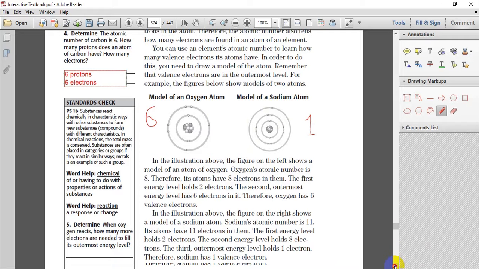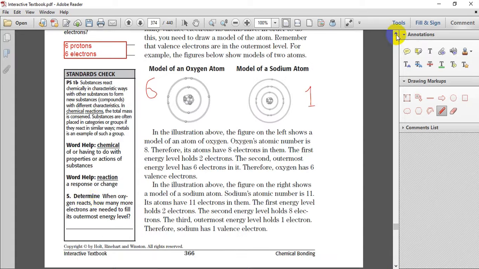Okay, so let's move to the next part here. In question 5, when oxygen reacts, how many more electrons are needed to fill the outermost energy level for oxygen? When oxygen goes in a chemical bond with another atom, how many electrons are needed by the oxygen atom? As we know, the outer shell should be 8, so in this case it has 6 electrons, so it needs to gain how many? Yes, 2 electrons. It will gain 2 electrons to be completed with 8 electrons. Okay, now let's move to the next page.